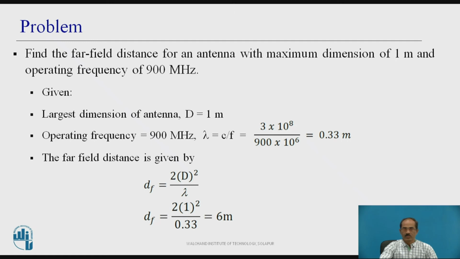Lambda = c by f = 3 into 10 to the power 8 divided by 900 MHz, meaning 900 into 10 to the power 6, which is equal to 0.33 meter. The far field distance is given by Df = 2 D square divided by lambda. Substituting D equal to 1 and lambda equal to 0.33, Df comes to 6 meter.